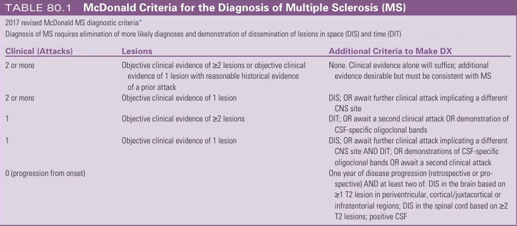Coming to the fourth scenario, the ultimate puzzle, that is one attack, one lesion. This is the toughest clinical scenario, one attack and only one visible lesion on the scan. At this stage, it is considered clinically isolated syndrome. The doctor has proof of absolutely nothing yet. No dissemination in space, no dissemination in time.